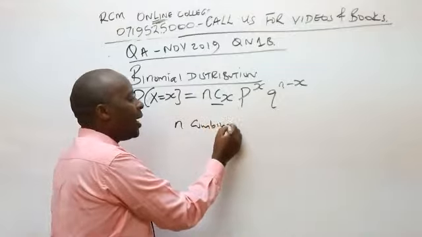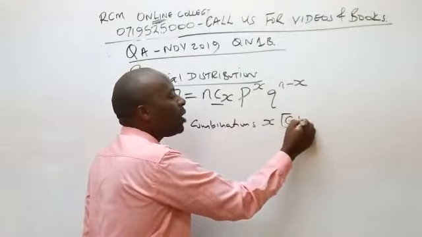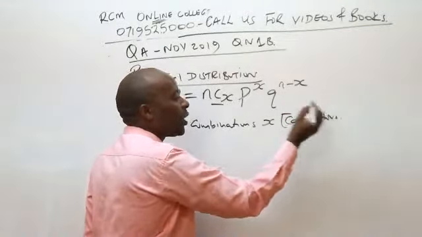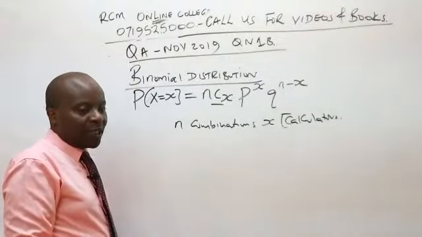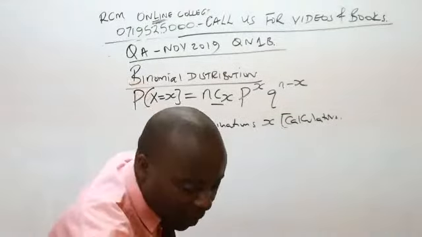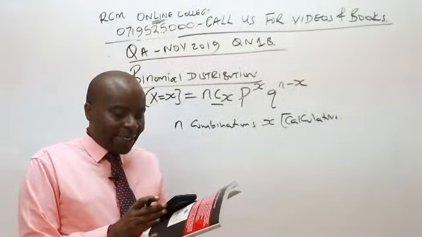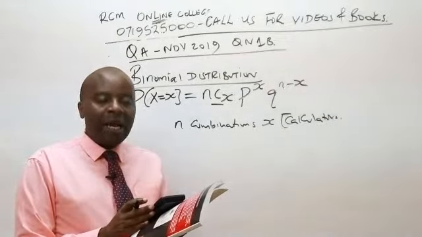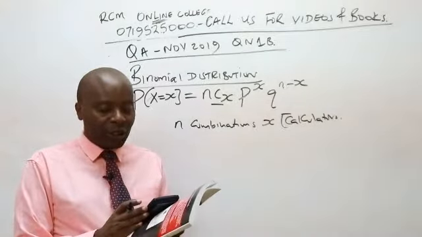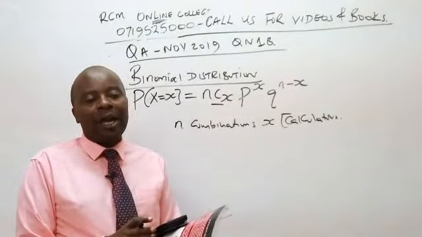This is the n combinations x. Basically, it is found in your calculators. That is what you need to know. Once you have your calculator, you'll be able to see nCx or nCr somewhere close to shift or alpha. You'll be able to see the nCr function there.